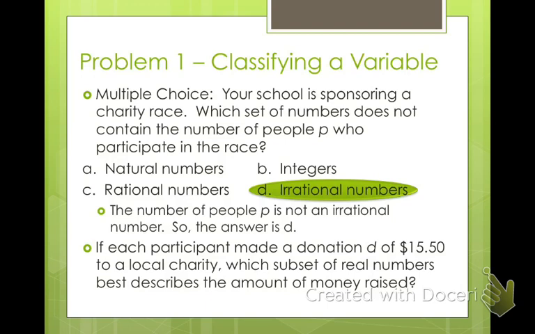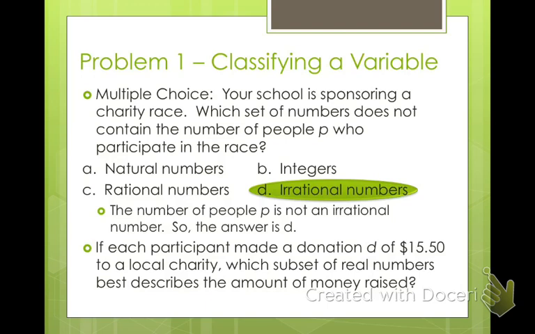Alright, so if each person that went to the charity donated $15.50, which subset of real numbers, these same options from above, best describes the amount of money that's raised? Go ahead and pause, think for a second, write down what you think the answer might be.